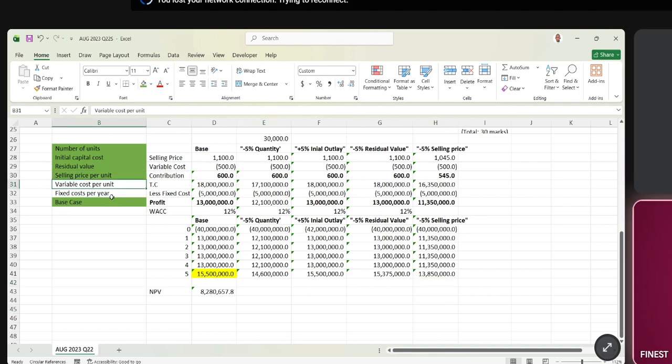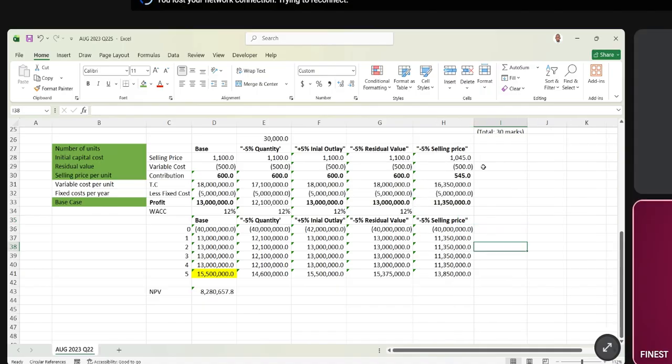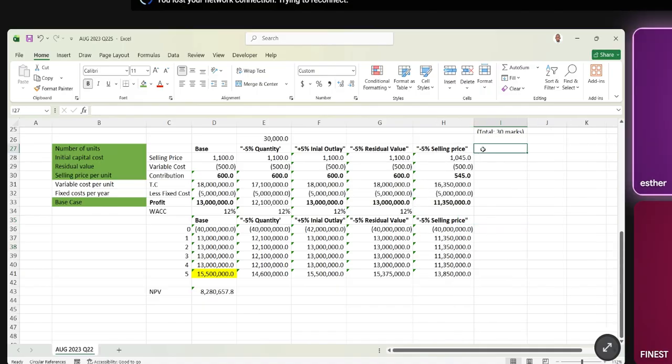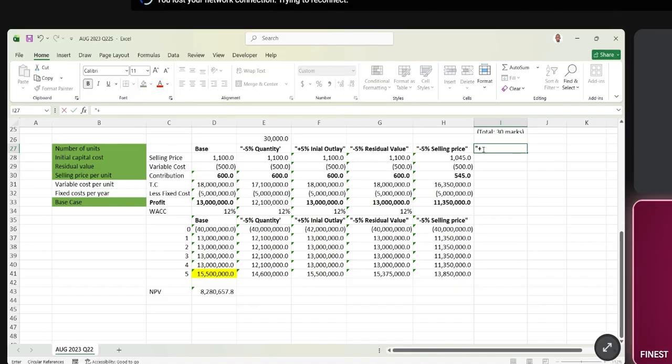Variable cost per unit. Variable cost per unit is an outflow, so it increases. So we come here and say plus 5% variable cost, like that.